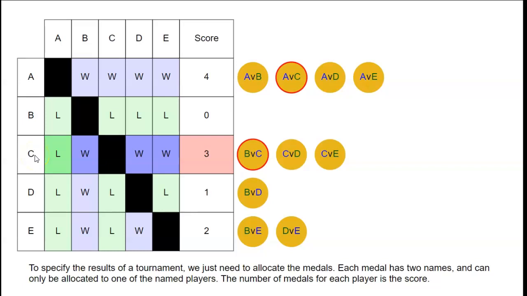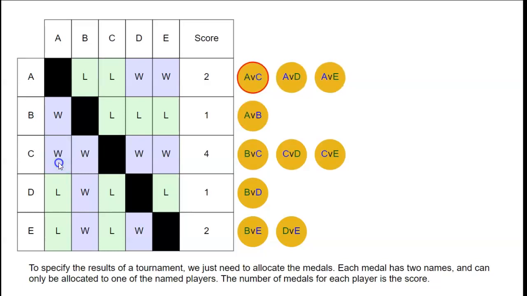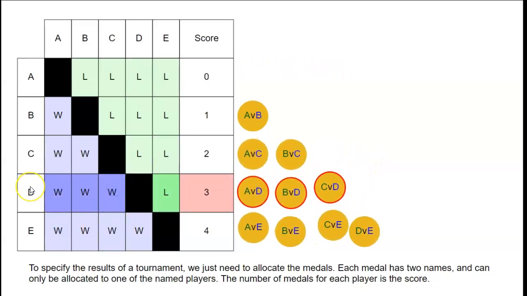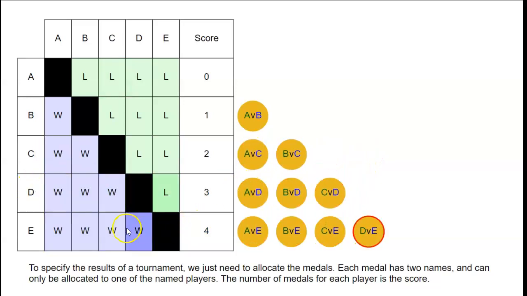C beats B, D, and E, so in this row we get 3 medals for C: B versus C, C versus D, and C versus E. Okay. And if we want, we can change the tournament. So changing the results of various matches just moves the medals around.